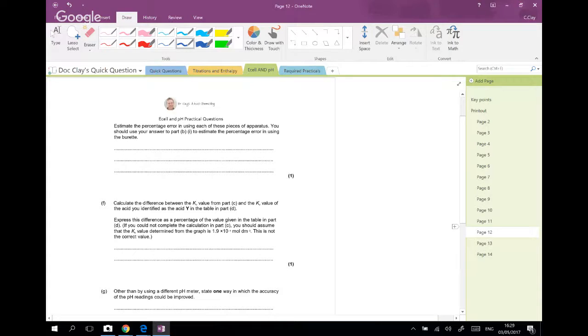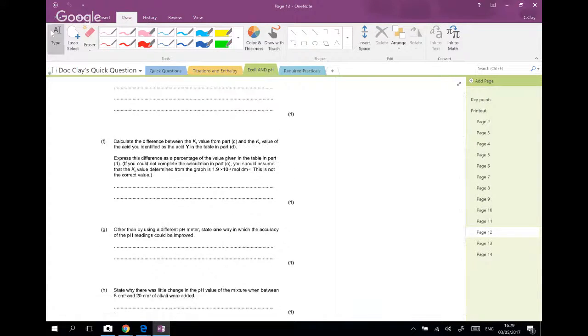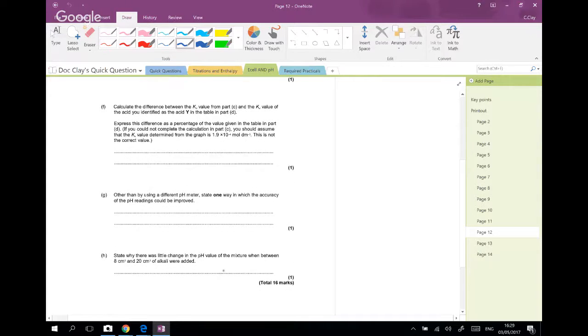Okay, there we go. So estimating the pH. The rest of these aren't really practical related questions. They're more about the theory.